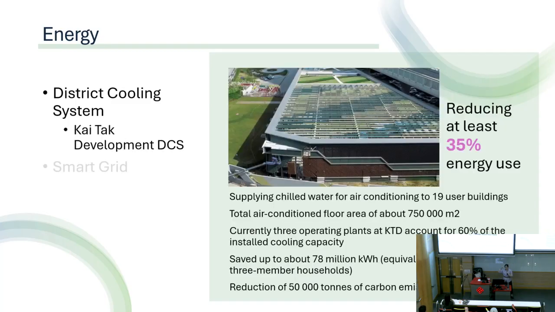The Kai Tak development DCS is said to have reduced energy use by at least 35%. It was reported on their website that they had managed to cool around 19 user buildings, around 750 square meters of cooling area. And this is one single large building for the whole of the Kai Tak area. So you can imagine if each area had its own individual air conditioning, the amount of energy used would be quite a lot.